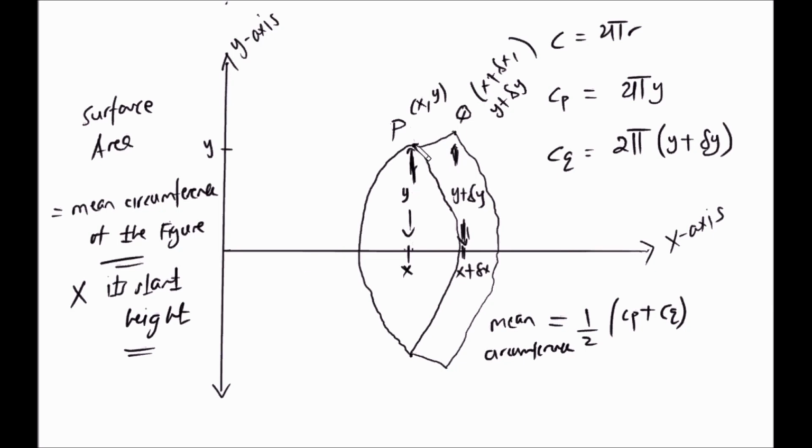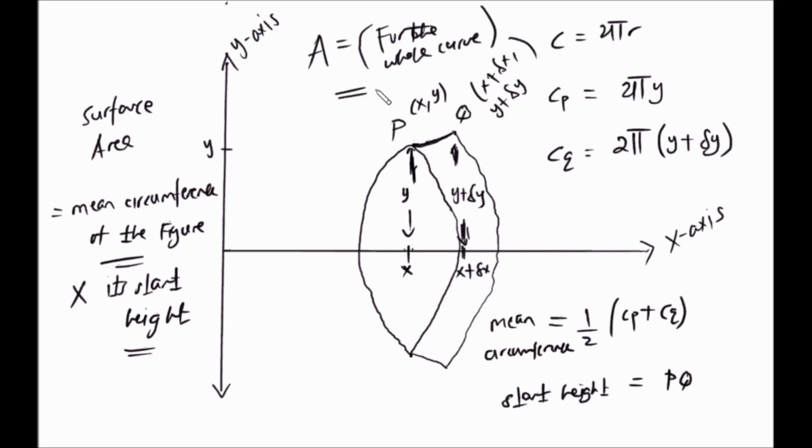Wakati slant height sasa ni huu urefu nini? Huu urefu PQ. Slant height ni urefu PQ. Sasa kumbuka hiki ni kipande cha ile curve ambayo tumeirotate about the x-axis. Kwa hiyo kama surface area ya curve nzima ni A, A ni surface area for the whole curve.